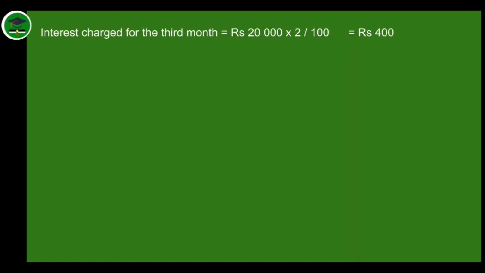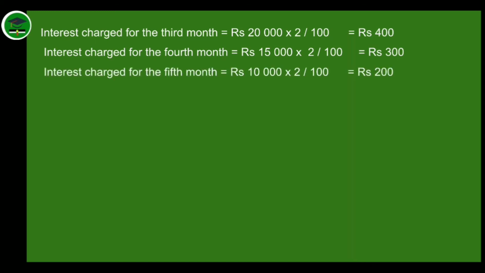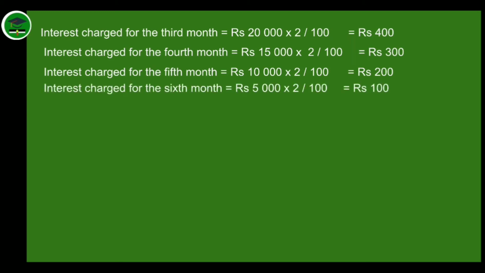Outstanding balance is 20,000 rupees into 2%, that is 400 rupees. Can calculate the interest for the fourth month, that is 15,000 into 2%, that is 300. Similarly, you can find the interest for the fifth month, that is 200 rupees. For the sixth month, that is 100 rupees.